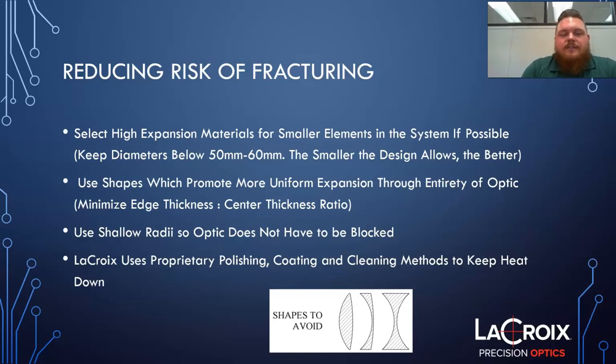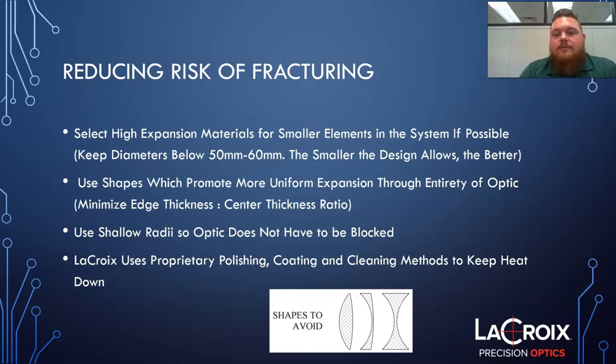So the next thing you can do to reduce the risk of fracturing is to use shapes which promote uniform expansion throughout the entirety of the optic. Like I have mentioned previously, the main issue that will cause fracturing in an optic is non-uniform expansion, which causes internal strain, and that internal strain can cause the optic to fracture. So the way to promote this uniform expansion is to keep the center thickness to edge thickness ratio as close to 1 as possible. You can see down at the bottom I've included some shapes to avoid. Please try to stay away from optics which are very thick in the center and very thin at the edge, or vice versa. Try to keep the thickness of the optic fairly uniform over the entire radial distance of the optic.